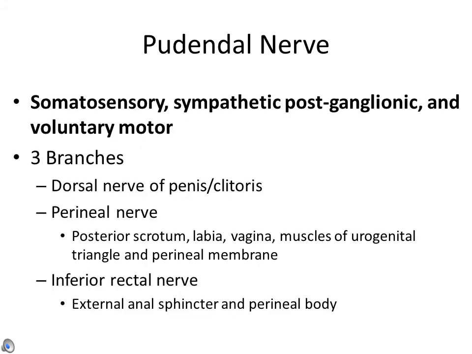The pudendal nerve further branches into three branches called the dorsal nerve, the perineal nerve, and the inferior rectal nerve. The pudendal nerve has somatosensory, sympathetic, and voluntary motor contribution. The dorsal nerve innervates the penis and clitoris. The perineal nerve innervates the posterior scrotum, labia, vagina, muscles of the urogenital triangle, and perineal membrane. The inferior rectal nerve innervates the external anal sphincter and perineal body.